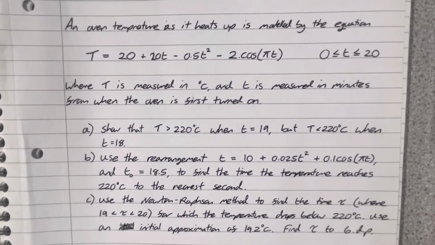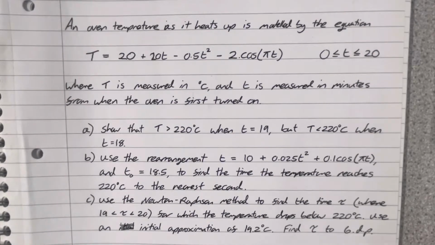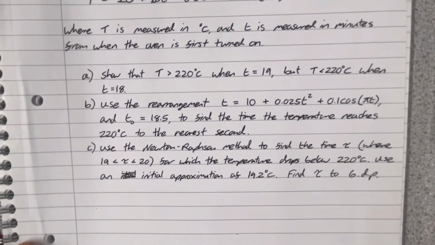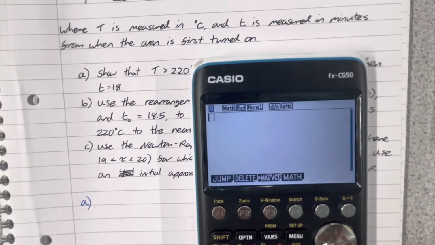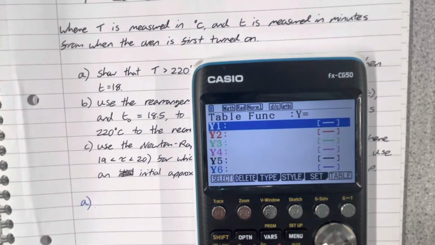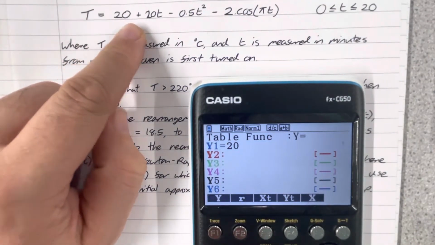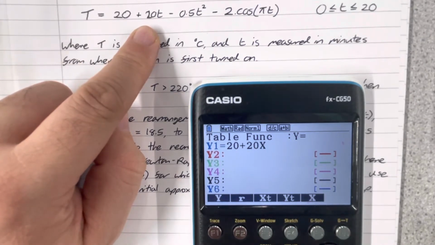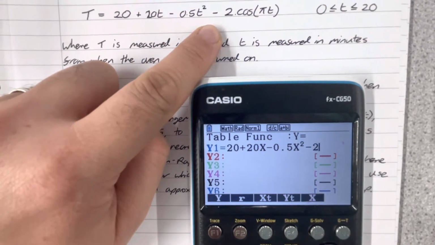So I'm going to start with part A. Show that T is bigger than 220 when t is 19, but less than 220 when t is 18. Okay, so part A, the best way to do this is to definitely use table mode. Get your calculator, go into table mode and plug in the function. So the function, left at the top of the page here, is 20 plus 20x, okay, the calculator recognises the variable as x, minus 0.5x squared, minus 2 times the cosine of pi times x.